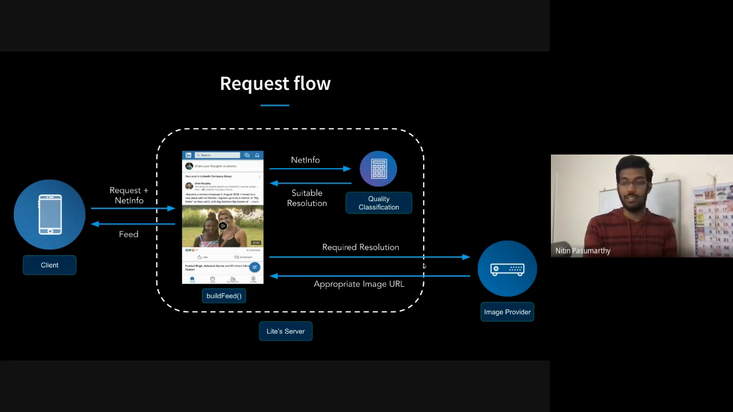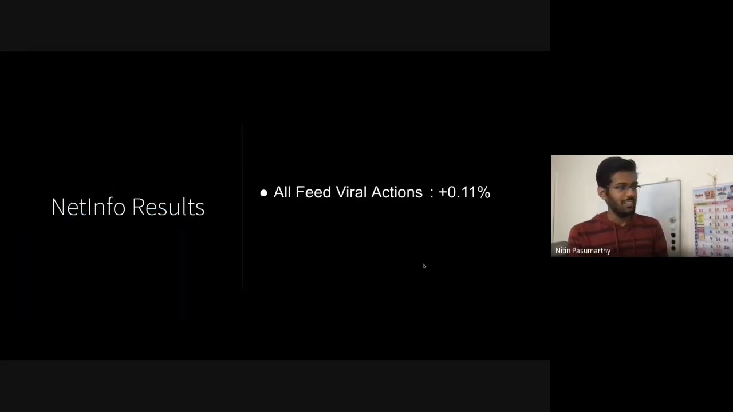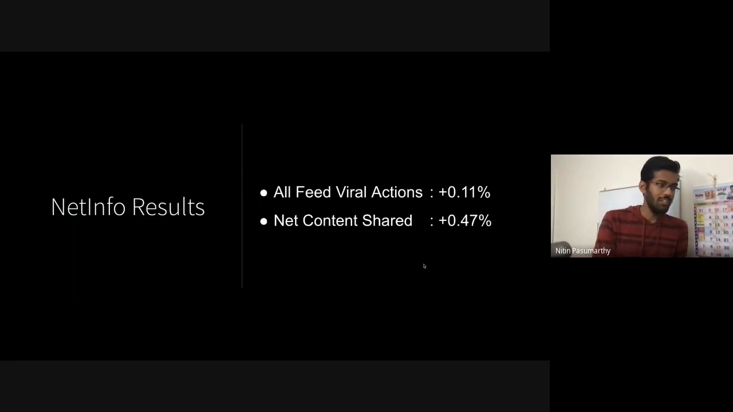So this is the server side rendering aspect of LinkedIn Lite today. The results were quite promising, and this is what we got after rolling out using NetInfo on-device measurements. Feed viral actions is a very important metric at LinkedIn, and this drives engagement, like how many clicks, likes, shares, and all those types of actions which drive more people to use the LinkedIn feed. That improved by 0.11%. It's a pretty hard metric to move, usually unless we add new features. These metrics move, but just by changing the image quality, we were able to see these gains.